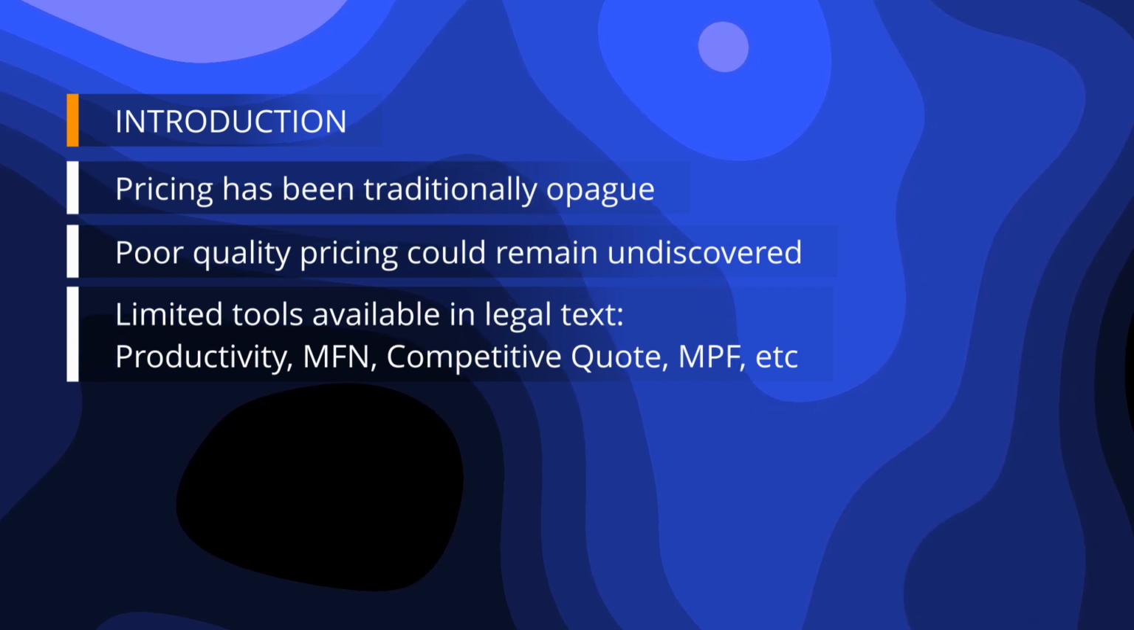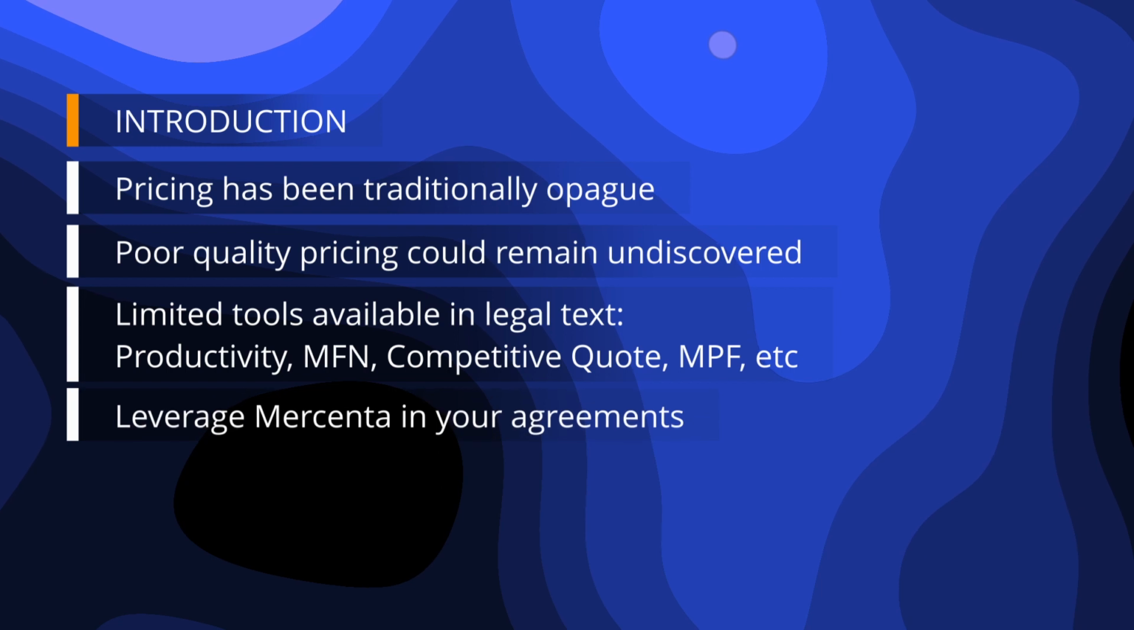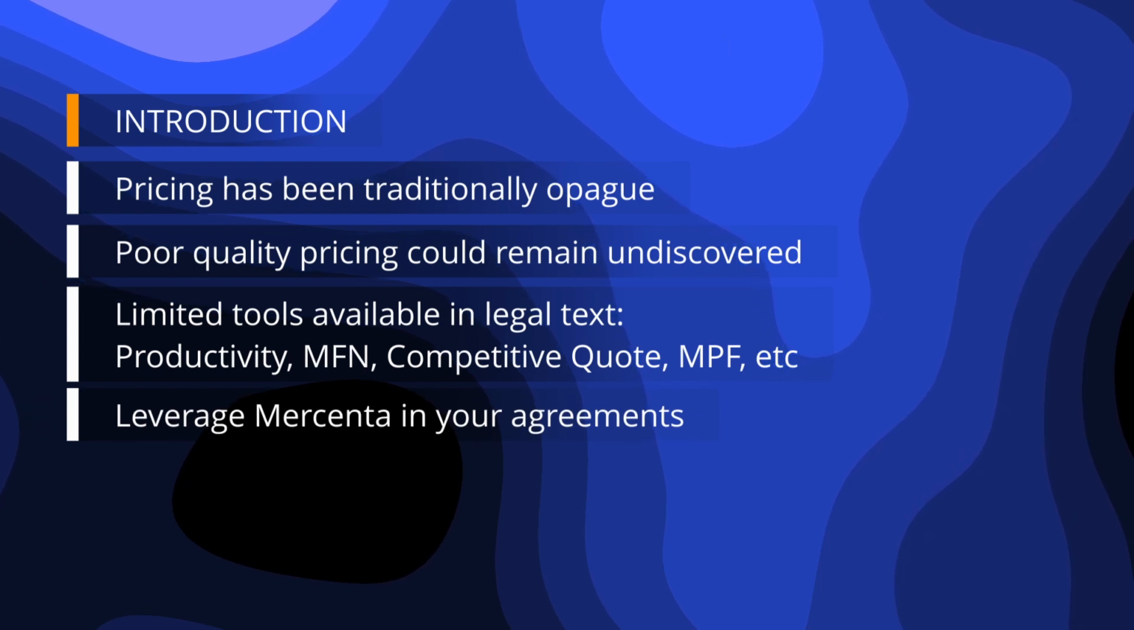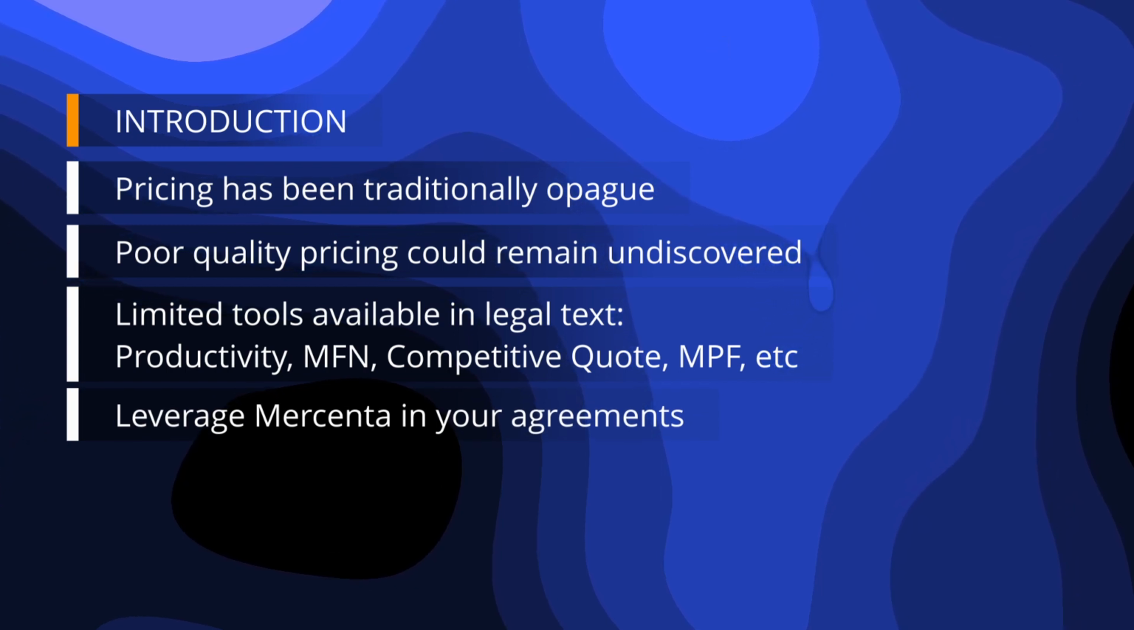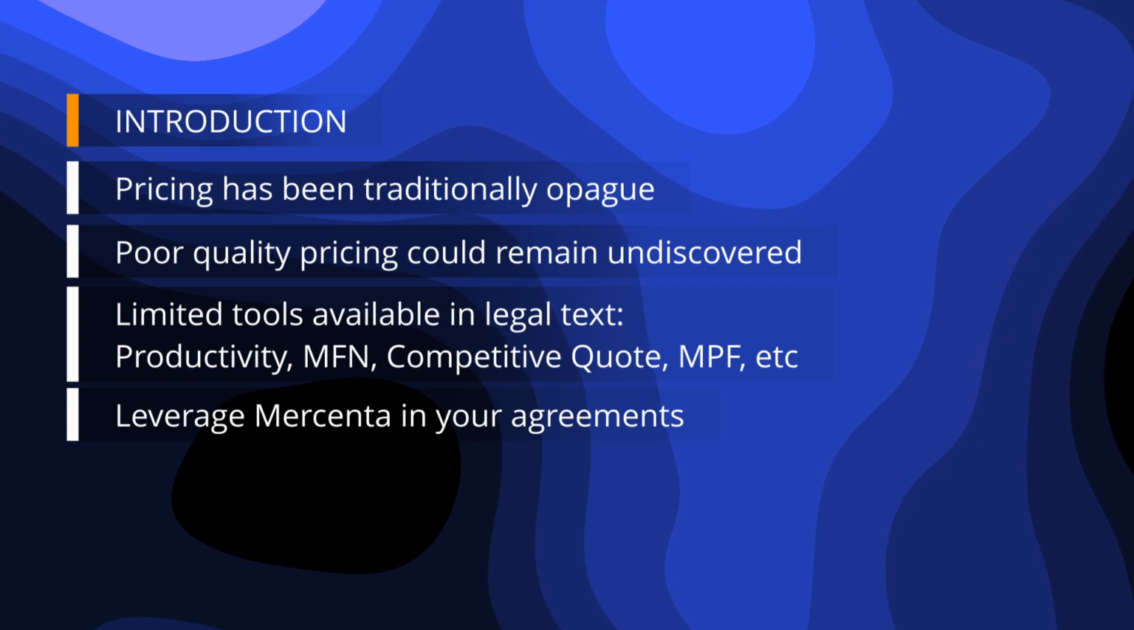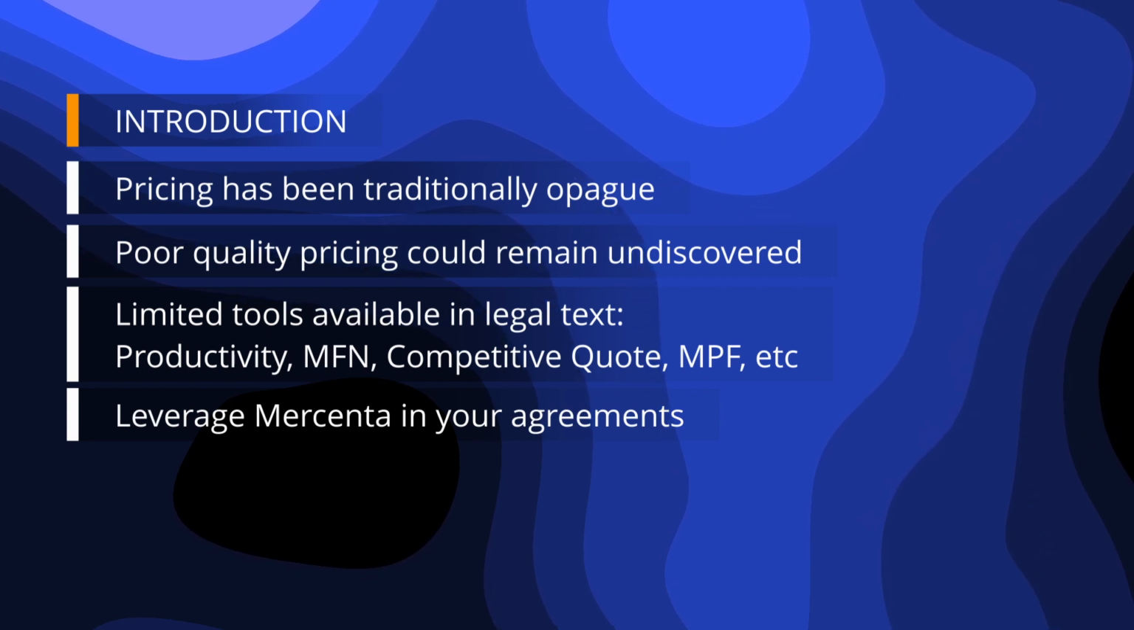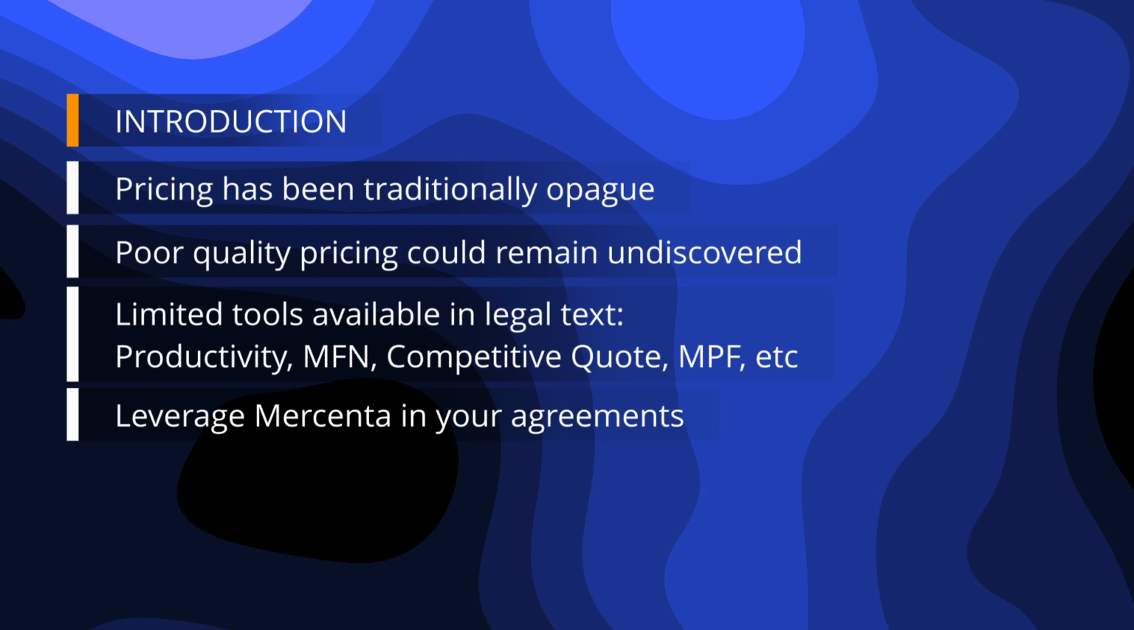Some contracts include provisions for productivity, most favored nation, competitive quote, and material price formulas to handle adjustments or corrections. Of course, you can take this approach with Mercenta, but you can also leverage our software to work with your counterparties in a more transparent and collaborative way. The integration of this new approach into your legal language is the topic we will explore next.